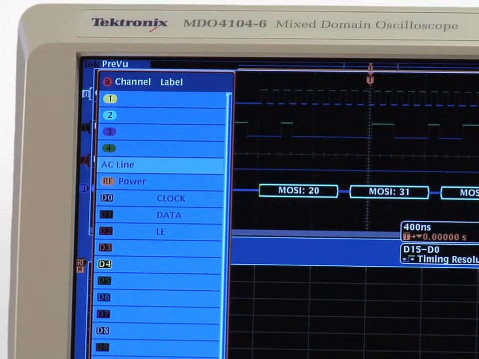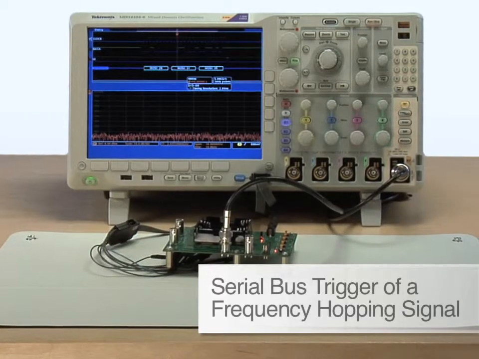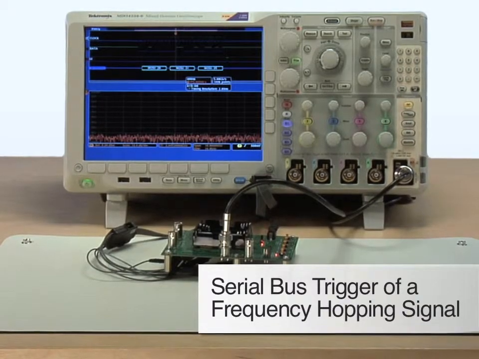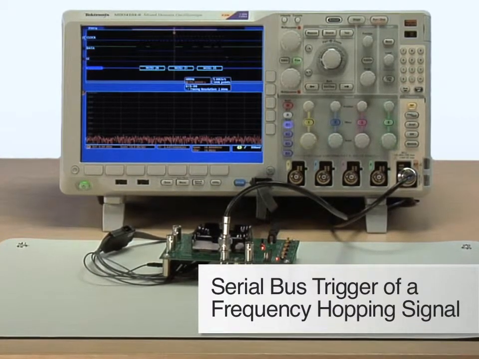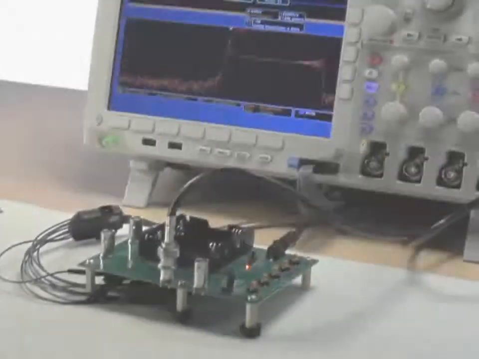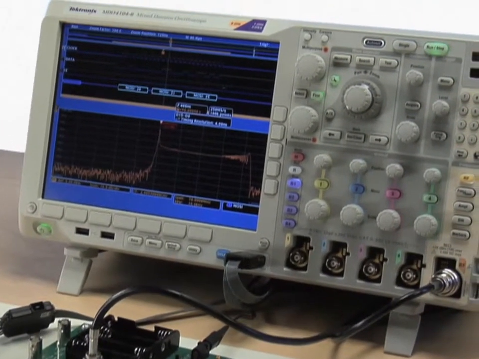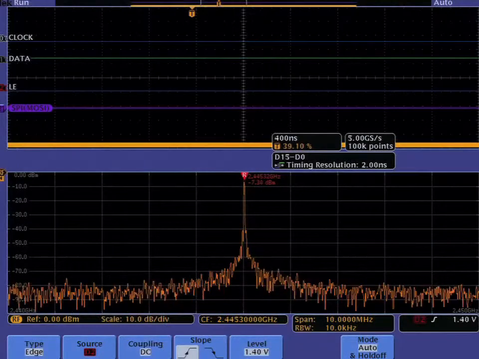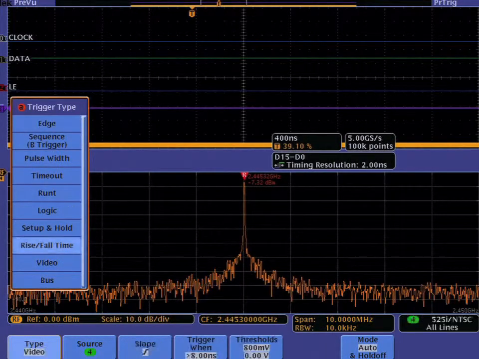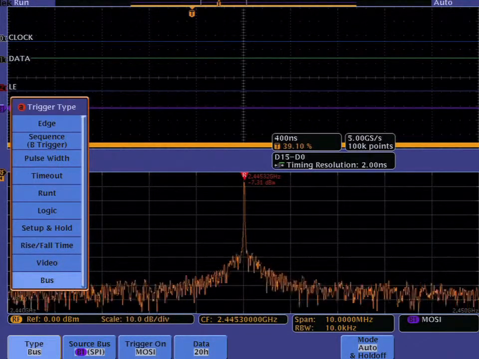Regardless of what source or trigger type is selected, the important thing to remember is that a single trigger event triggers the entire system. The first example shows how a serial bus is used to control the turn-on characteristics of a frequency hopping signal. The first step is to set up the MDO to capture when the serial bus command is issued. In this case, an SPI bus is being used to send the command to the RF system.